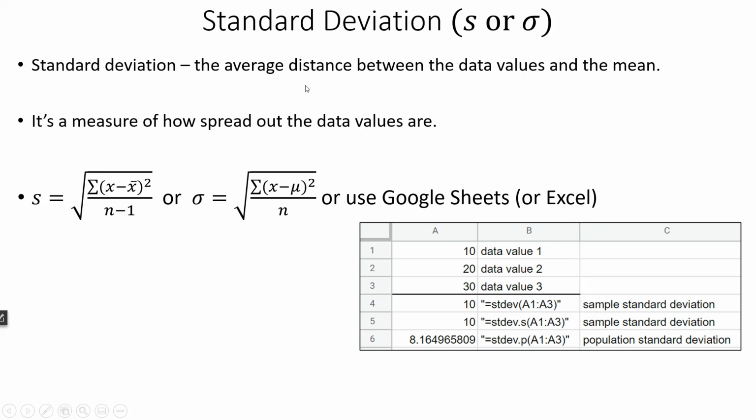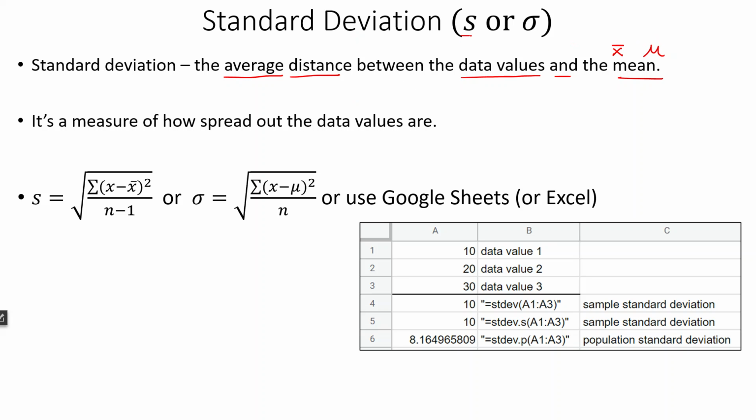All right, so the standard deviation is the average distance between data values and the mean. So again, the average distance between the data values and the mean. And we have two symbols that we use for mean, either x bar or mu. So x bar is for samples, mu is for populations. Right? It doesn't make much of a difference.